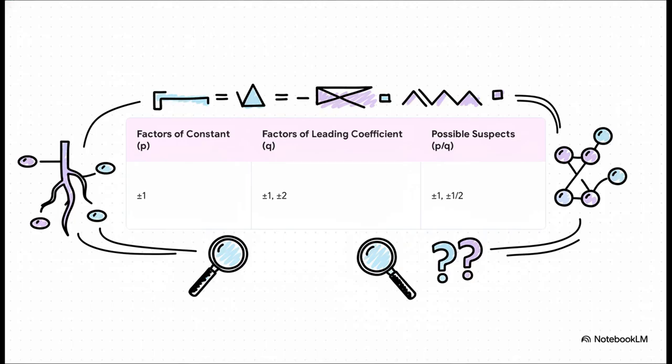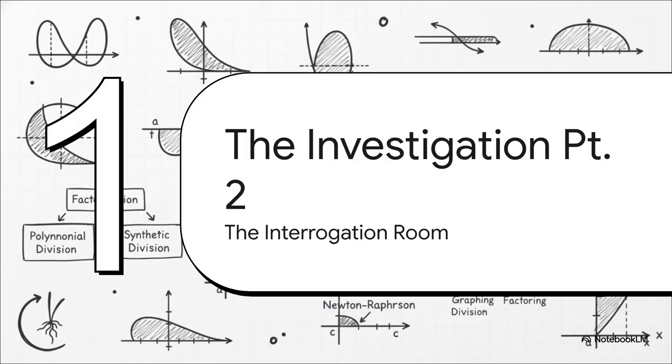The constant term is 4. So the factors for p, plus or minus 1, 2, and 4. Easy enough. Our leading coefficient is just 1. So the factors for q are just plus or minus 1. Now, we divide all our p's by all our q's and voila! Our suspect list is just plus or minus 1, 2, and 4. We went from infinite possibilities down to just 6 potential culprits. Now we're getting somewhere.